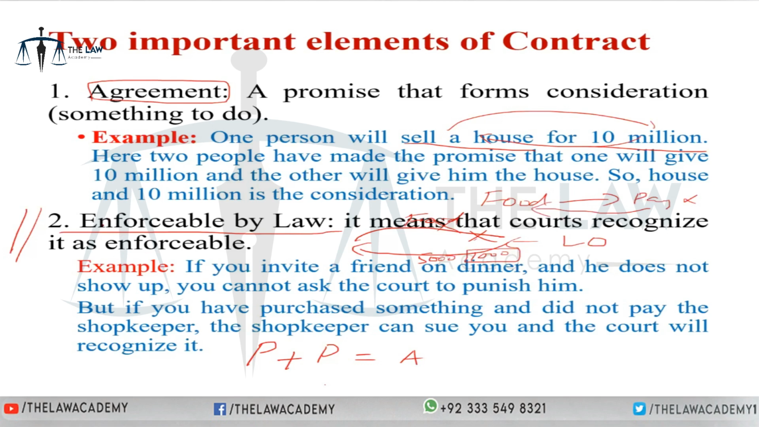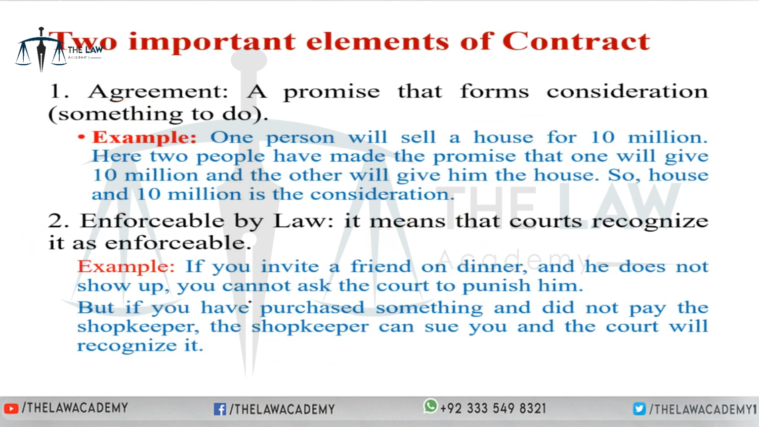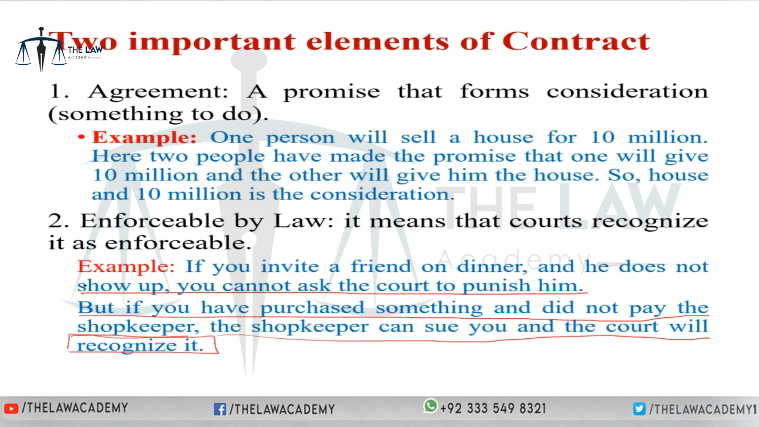Any promises that you make, any agreements that you make which are enforceable by law are known as contracts. So let's look at these examples. If you invite a friend to dinner and he does not show up, you cannot ask the court to punish him. But if you have purchased something and did not pay, the shopkeeper can sue you and the court is going to recognize it. Why is it going to recognize it? Because it has the legal obligation enforceable by law, right?